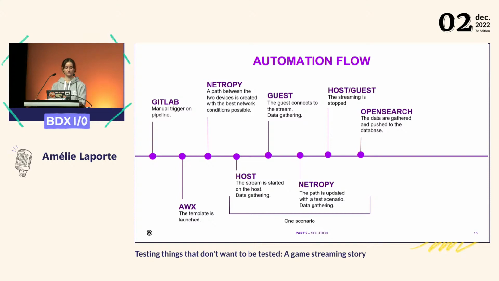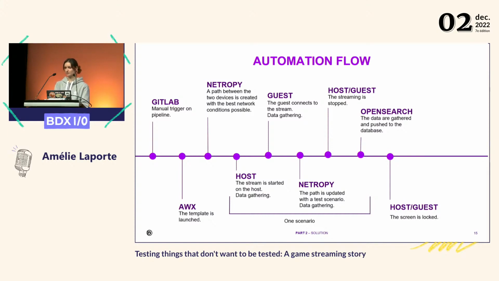So every time, we will redo these actions. We will relaunch the stream, connect the stream on the guest, change the path with a new network scenario, and then we will do it for 2 minutes, gather the data, and push them into the database. So when all the experiments are done, the screen is locked on both sides.